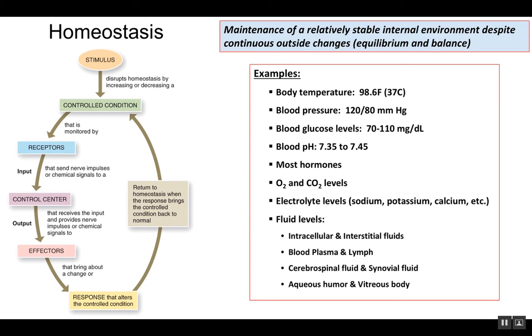And then there's some fluids that are found in your eyes. We'll get to eyes at the end of the semester, but there's a fluid called aqueous humor and vitreous body. Humor is a body fluid. So if you see that word anywhere, it just refers to a liquid in the body. So all these things are examples of controlled conditions in the body that are tightly monitored using receptors, a control center, and effectors.